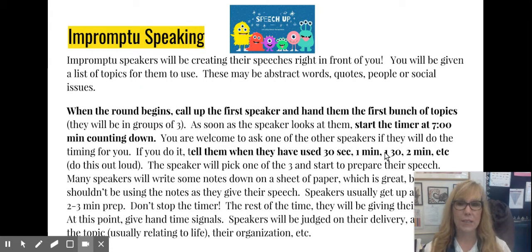When the round begins, you are going to call up the first speaker and hand them the first bunch of topics. Sometimes these are just on one piece of paper, so you have to kind of rip them apart. So do your best to do that, because you're going to be physically handing them those topics. They will have three topics to choose from on there. As soon as the speaker looks down at them, start the timer at 7 minutes counting down. So again, time signals are incredibly important here.